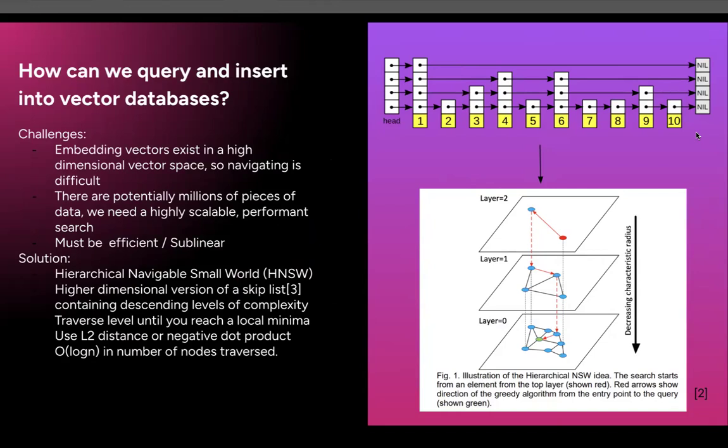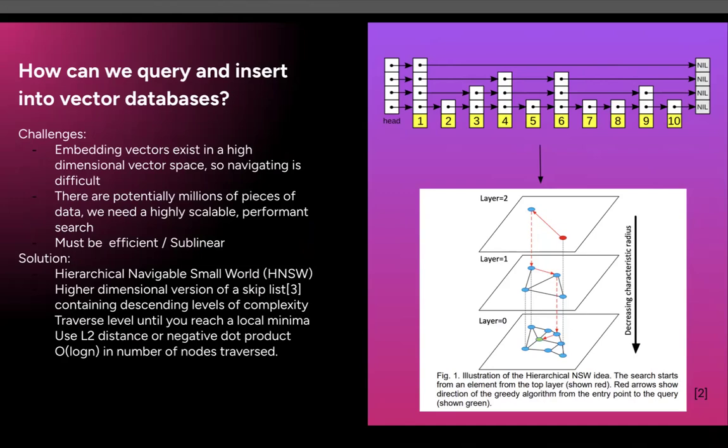So how do we query and insert into vector databases? The challenges are pretty numerous. So we have embedding vectors that exist in a high dimensional vector space, and navigating it is very difficult. There are potentially millions of pieces of information and data, and we need something that's very scalable, performant, and efficient most of all. So we need it to be sublinear.